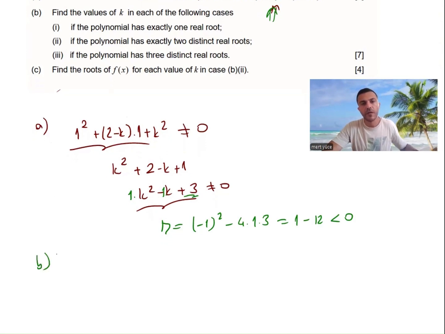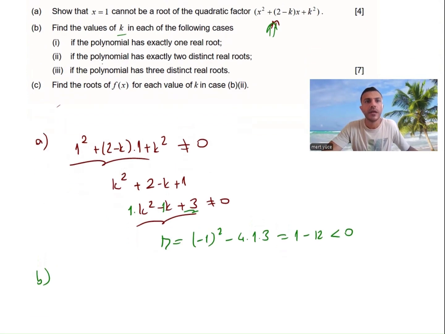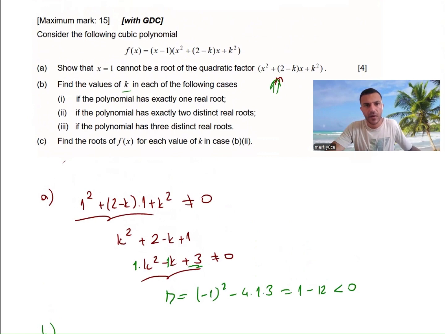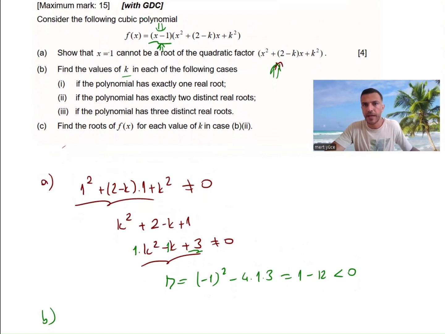So if you go to the second question, here is find the values of k in each of the following cases if the polynomial has exactly one real root. Yeah, we know that x equals 1 is already a root, since when we substitute here x minus 1 to 1, it will be 0. So we already know that the polynomial has a root which is 1. So it shouldn't be any other roots except from 1.